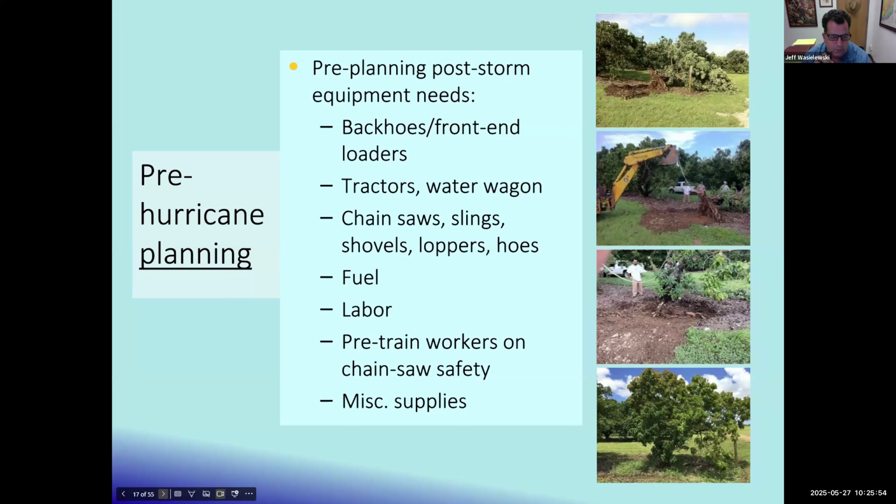Labor, have some people that you know can help you out after the storm. Pre-train your workers on chainsaw safety. Chainsawing is going to be happening all over the place, and it shouldn't just be one person. And then miscellaneous supplies, you're going to have to reset these trees, so maybe have some 2x4s to hold them up.